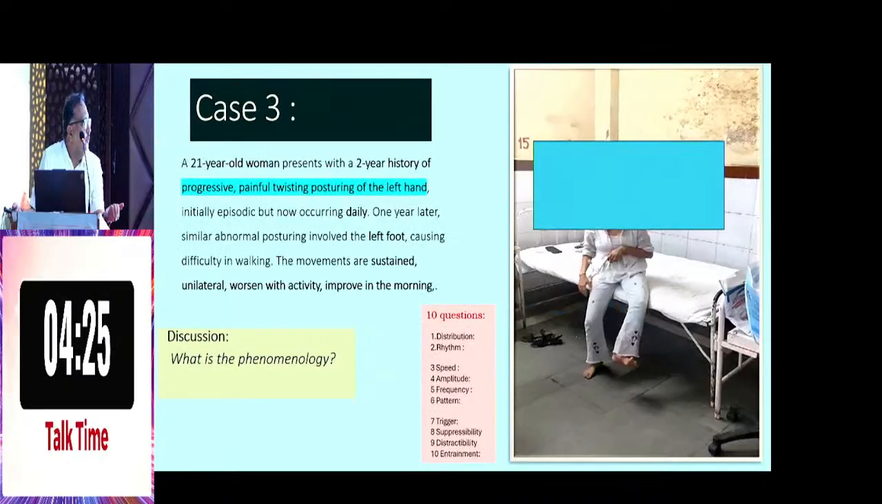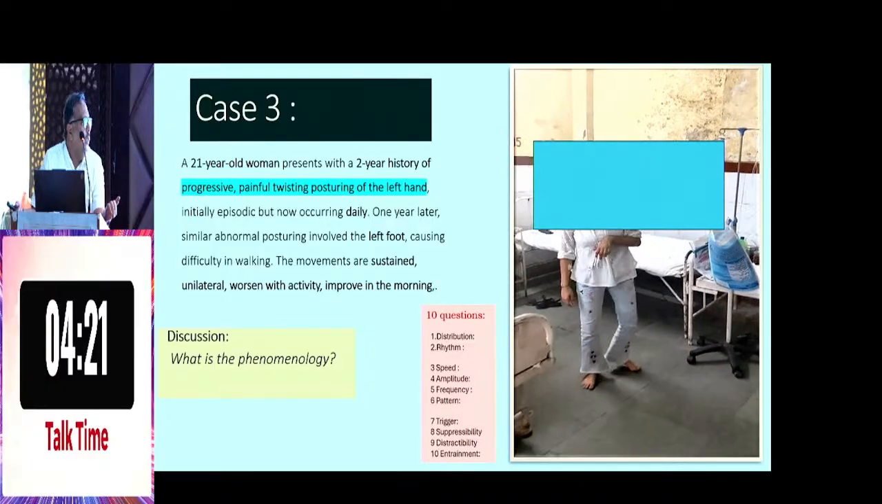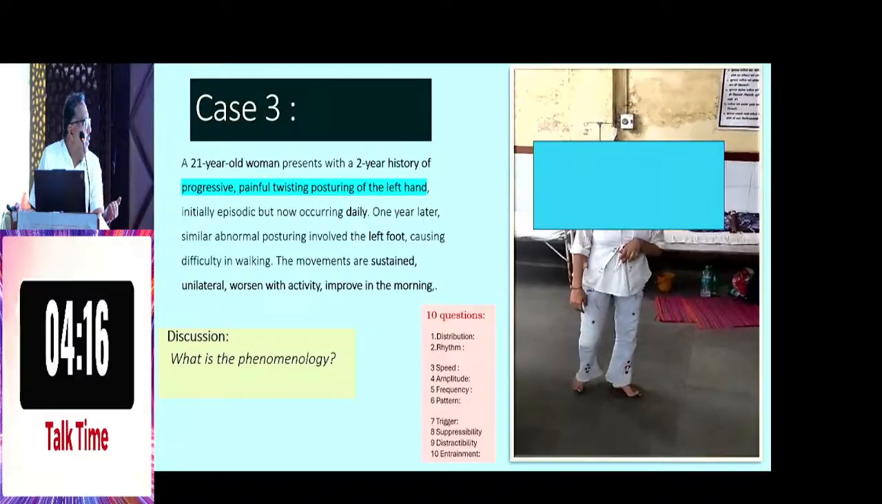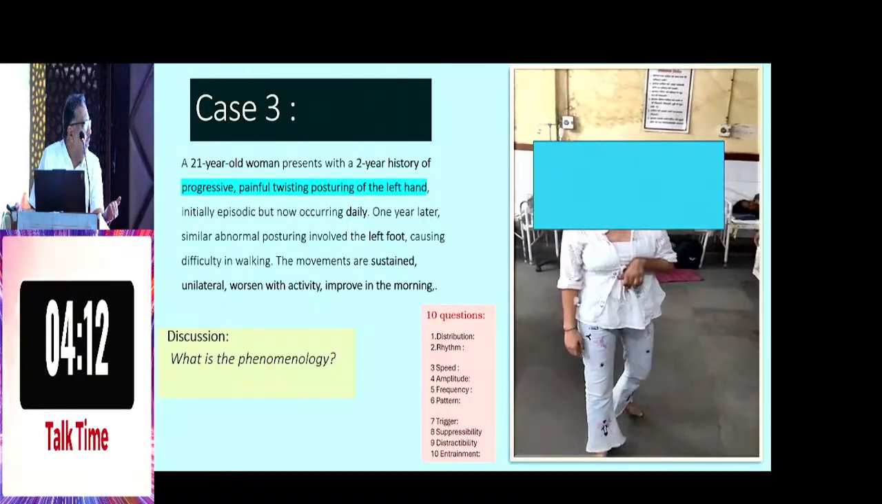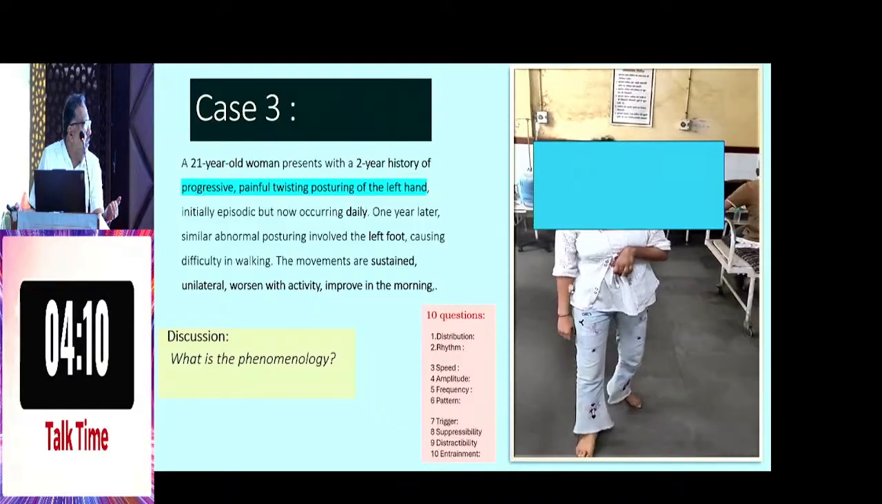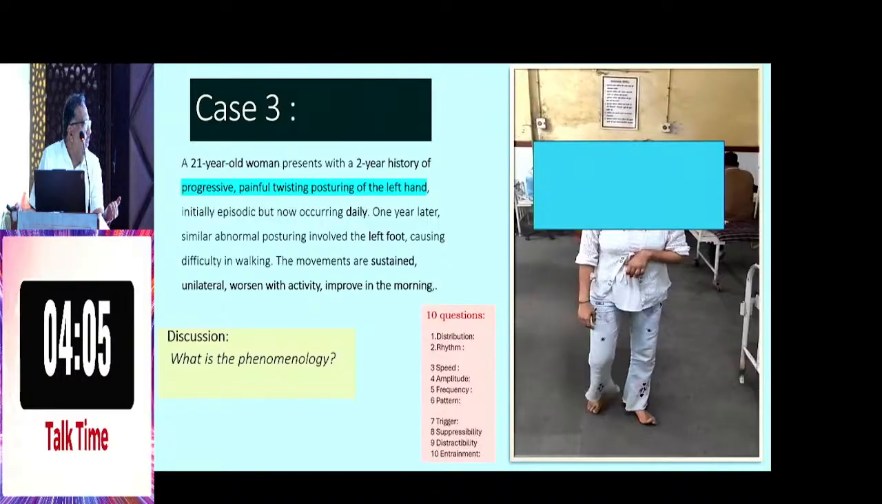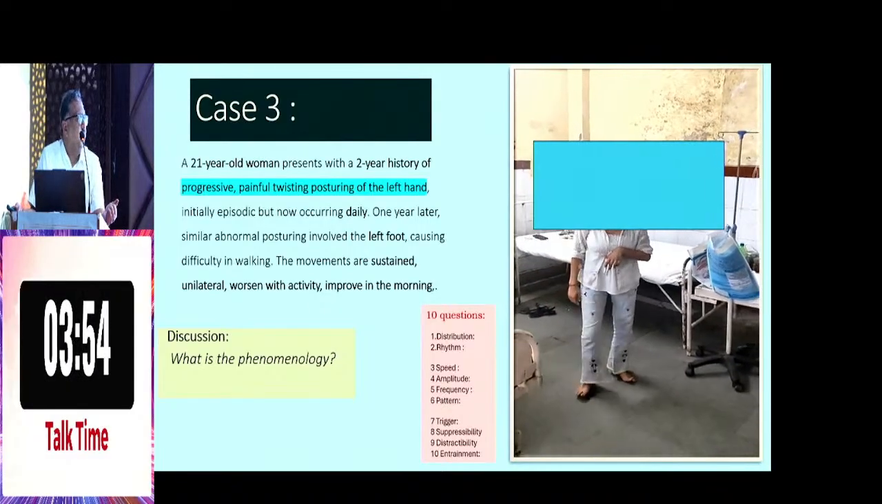Next. So this is another case of hyperkinetic movement disorder. A 21-year-old woman presents with a 2-year history of progressive painful twisting posture of the left hand, initially episodic but now occurring daily. 1 year later, a similar abnormal posture involved the left foot, causing difficulty in walking. These movements are sustained, unilateral, worsen with activity, improve in the morning. Anyone diagnosis? Play the video again. This one.